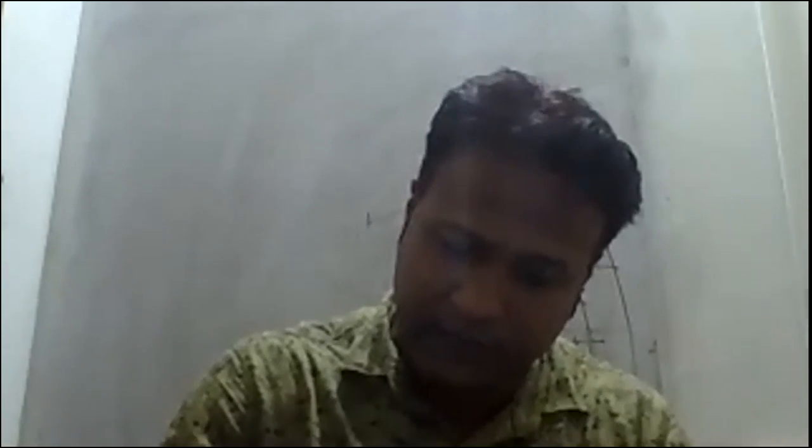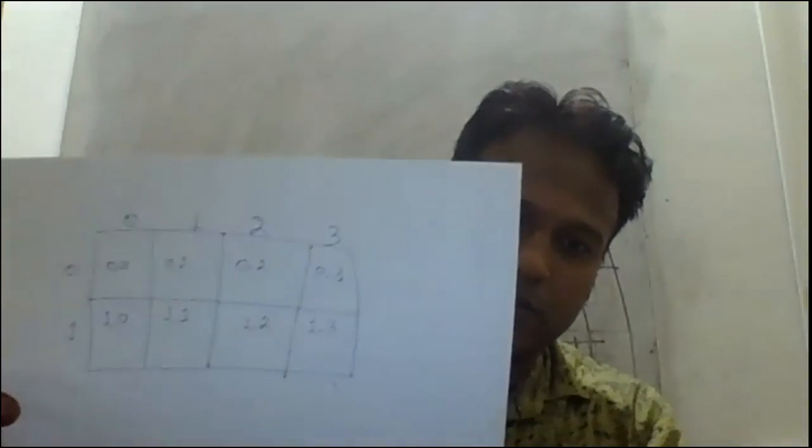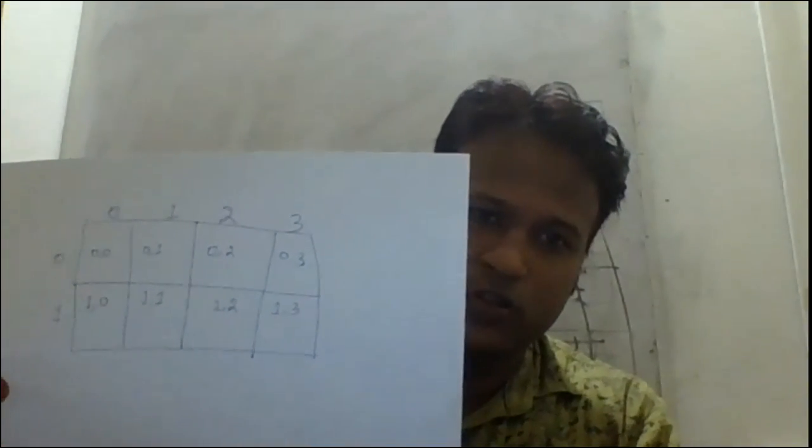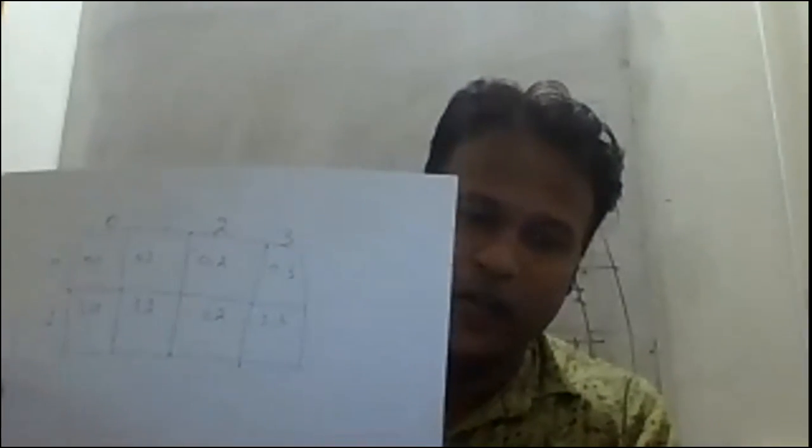Then the first position is called 0 0, 0 1, 0 2, then 0 3, 1 0, 1 1, 1 2, 1 3. It is represented in this way. The position is represented in this way: 0 0, 0 1, 0 2, then 0 3, 1 0, 1 1, 1 2, and 1 3.